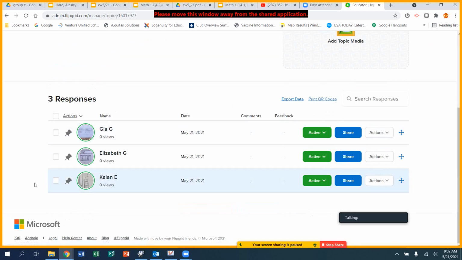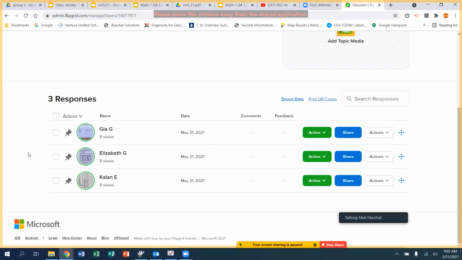All right, looks like I got Gia's row, Elizabeth's row, and Callum's row. All right, lined up, ready to go. Whose rows am I waiting for? Who am I waiting for? Oh, the boys' row?